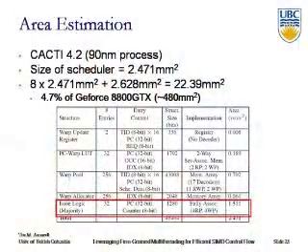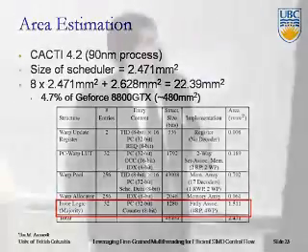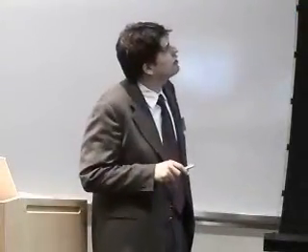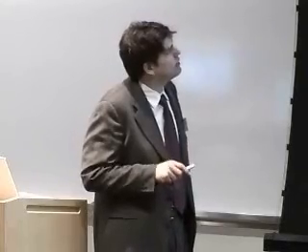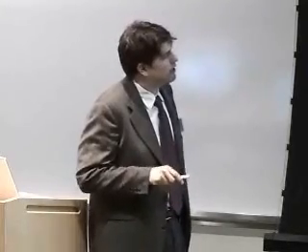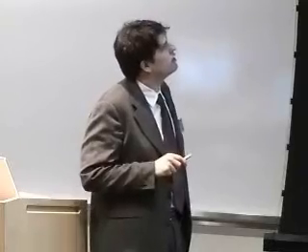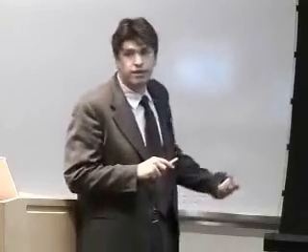Okay, any other questions? No. Okay, so area. We estimate the area here using CACTI 4.2, assuming a 90 nanometer process. We found that the size of the scheduler here would be 2.4 millimeters squared. So here's how that adds up. If we have 8 cores, we're talking about 22 square millimeters. If you were to compare that to, say, a high-end GPU like the GeForce 8800 GTX, that would be about 4.7% of the area.